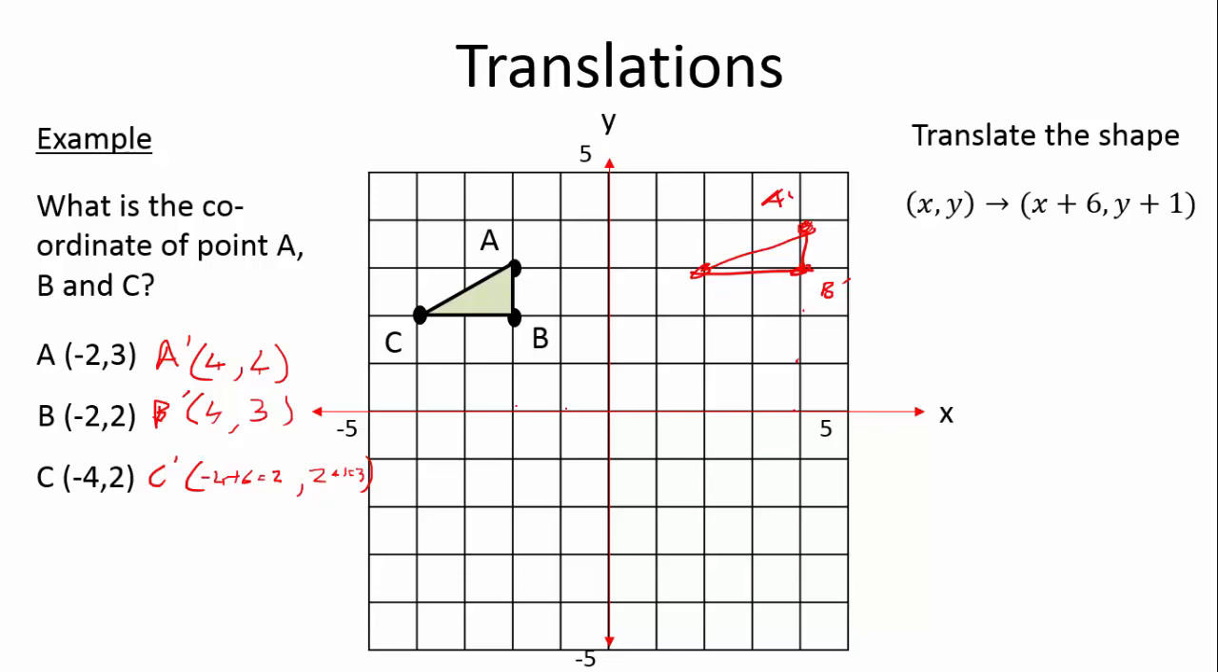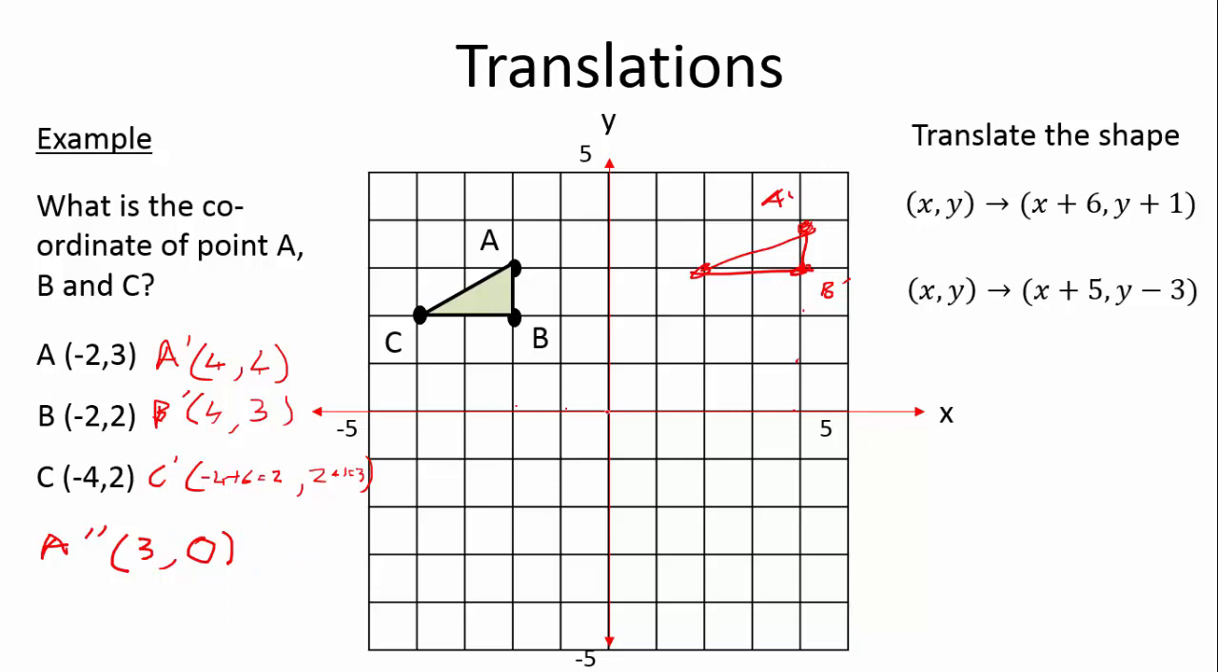And that is our triangle. What if I asked you to translate it x plus 5, y minus 3? I'm going to call this A double dashed. So we're going to go x plus 5: minus 2 plus 5 is plus 3, and 3 minus 3 is 0. So that's going to be 3 and 0.